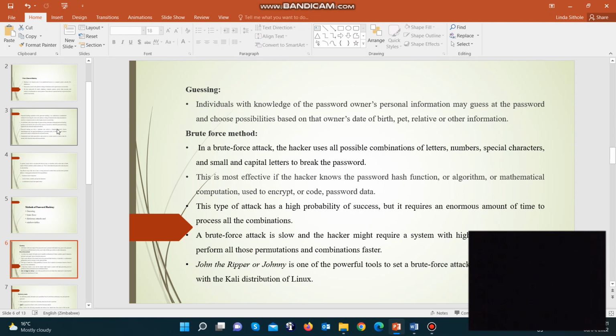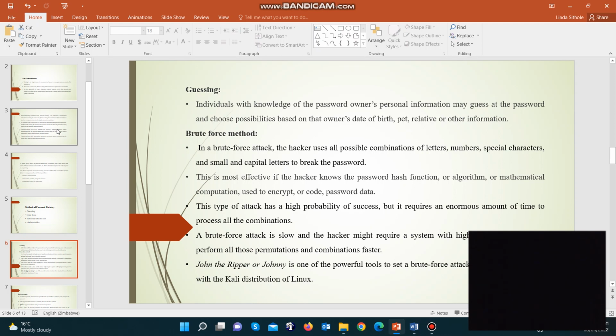John the Ripper, or Johnny, is one of the powerful tools to set up a brute force attack, and it comes bundled with the Kali distribution of Linux. I will demonstrate John the Ripper in my demonstration for password hacking too. You get to understand more when I do my demonstration. You find that if you set a stronger password, it takes a long time to crack that password.